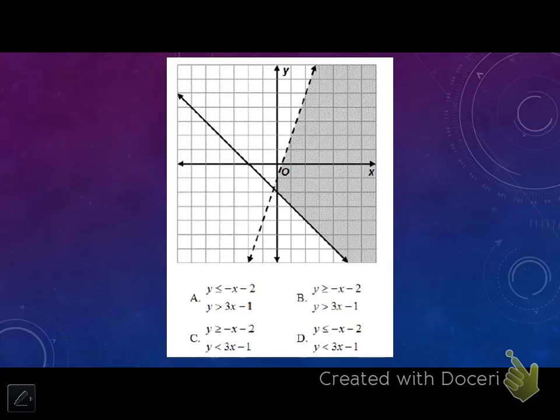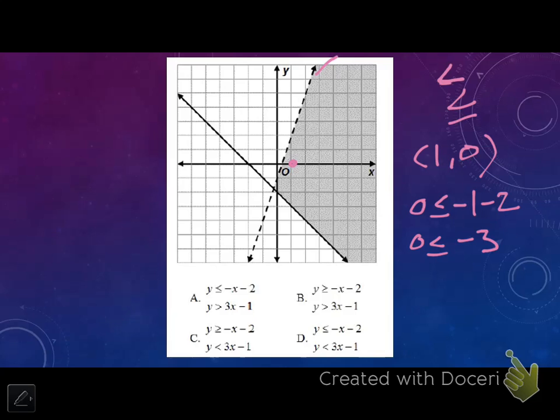Okay. It doesn't look like we can eliminate any based on the fact that this is a dashed line. Remember, dashed line is an inequality that looks like this, and this is a solid line. So let's pick our point right here. Let's pick 1, 0 and plug it into A. So we got 0 is less than or equal to negative 1 minus 2. Negative 1 minus 2 is negative 3. 0 isn't less than negative 3, so we can knock him out. And then that's the exact same problem.